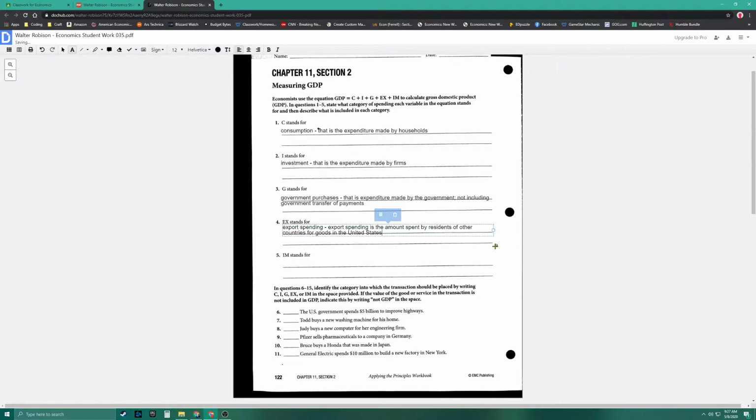So like if your mom or dad or whoever makes something here in the United States and it's bought by people in Canada, Mexico, China, Germany, wherever, that's considered to be an export. Export spending is what people in other countries spend on American goods. Okay. And then IM is the opposite of that. IM is import spending. And import spending is the amount spent by Americans for foreign produced goods.